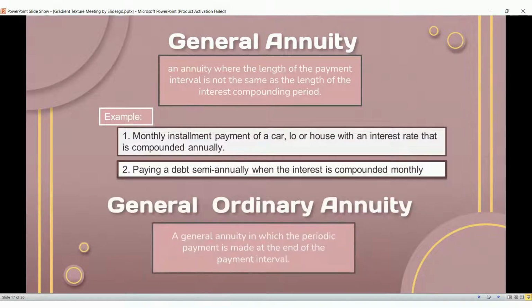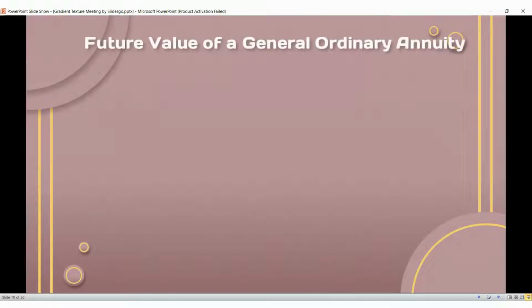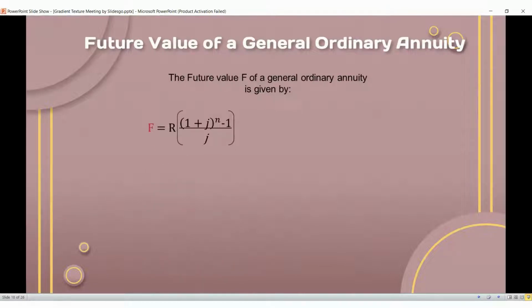General ordinary annuity: a general annuity in which the periodic payment is made at the end of the payment interval. Future value of a general ordinary annuity. The future value, F, of a general ordinary annuity is given by, so ito yung formula na gamitin kapag hinahanap natin ang future value sa general ordinary annuity. F equals R times quantity 1 plus j raised to n minus 1 all over j. And dito sa general ordinary annuity, mahalaga na hanapin natin yung j.